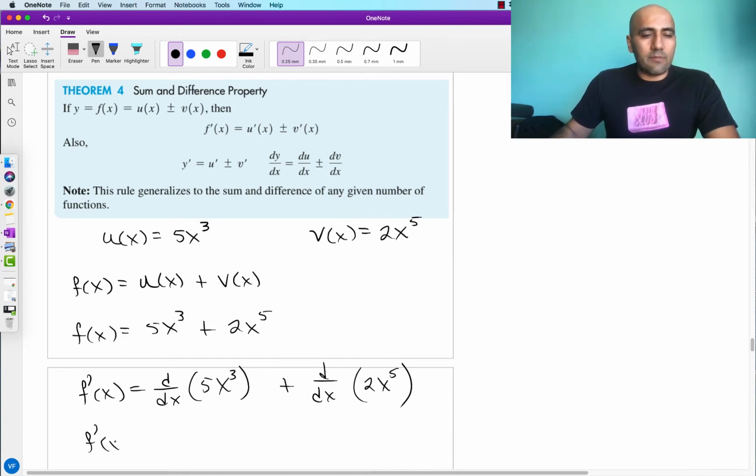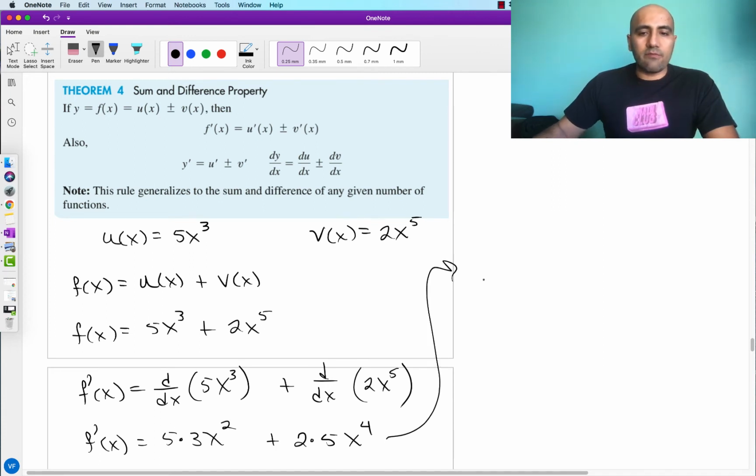So f prime of x is equal to 5 times 3x to the second power plus 2 times 5x to the fourth power. Good. So now I can just simplify it and say that f prime of x is equal to 15x squared plus 10x to the fourth power.